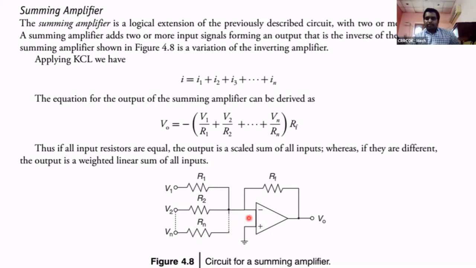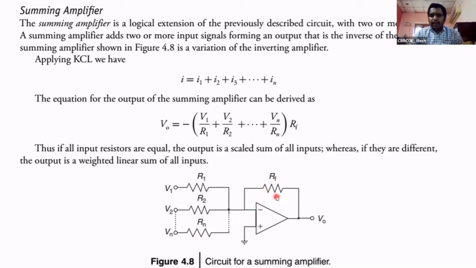Now what is the voltage at the positive terminal? It is grounded, so V plus is 0. According to virtual short, V minus is also 0, so the voltage at this node is 0. So Vs minus V1 becomes 0 minus V1 by R1, minus V2 by R2, minus Vn by Rn, because the voltage at this node is 0 according to virtual short.